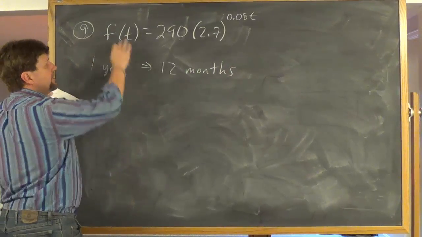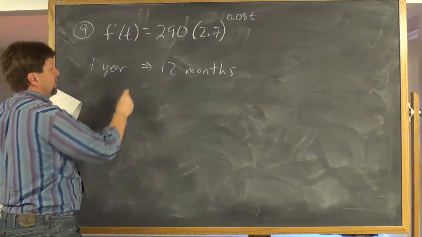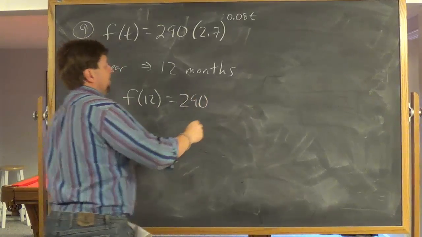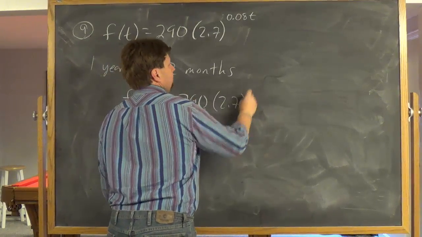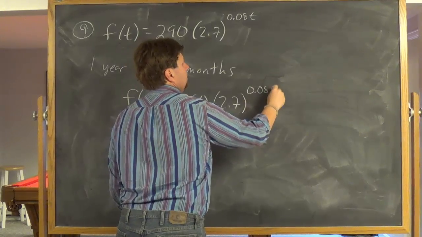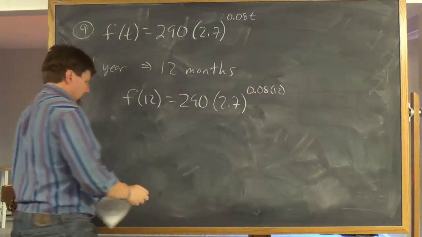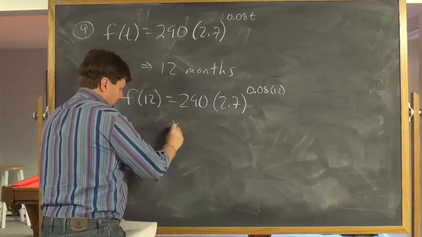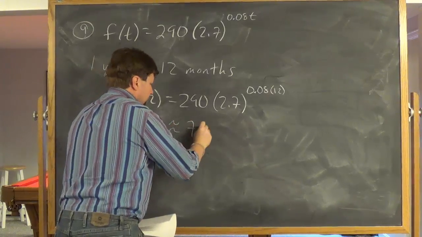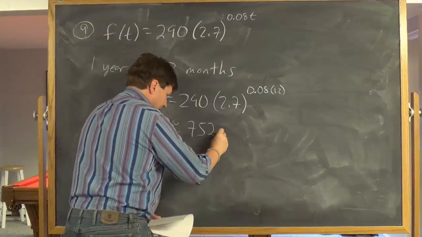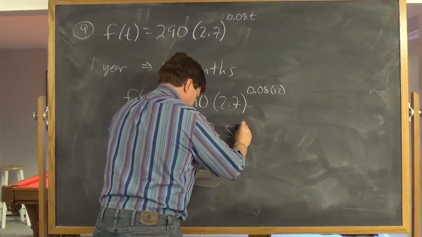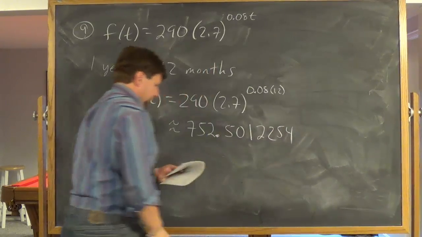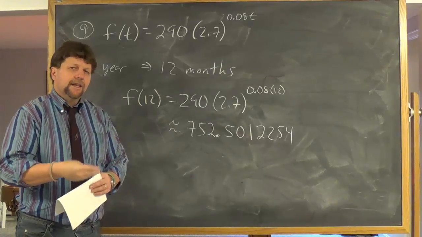So that means all we have to do is evaluate this function at 12. So we evaluate the function at 12. And again, I am so happy to have a calculator where I can multiply this all out. And if you do this on the calculator, you get something close to 752.5012254.